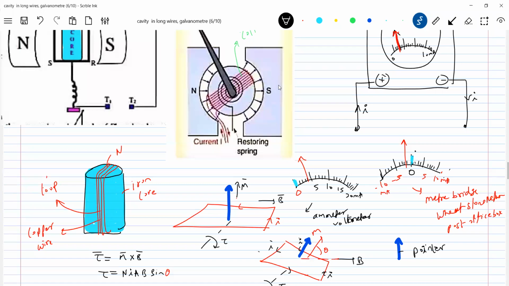It should not move continuously. If I pass 5 milliampere, the pointer should be at 5 milliampere. If I pass 6 milliampere, the pointer should be at 6 milliampere. Then who should stop the pointer? Here, I think nobody is there. The moment you pass current, what happens to the loop?